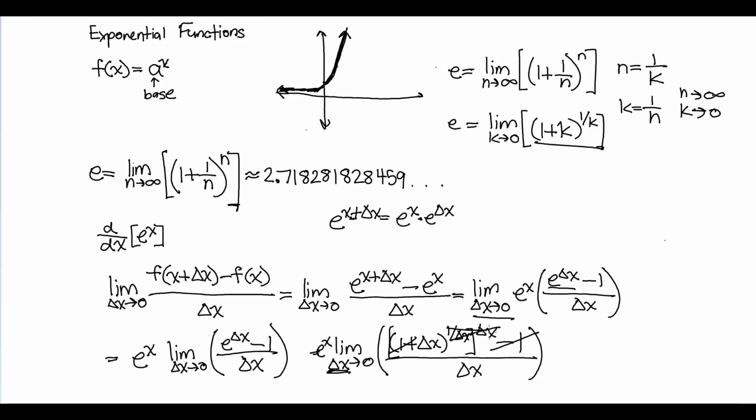The ones cancel out. And now we are left with the limit as delta x approaches 0 of delta x over delta x. That cancels to make 1. So this limit evaluates to e to the x times 1, which equals e to the x. That's strange. Our function was e to the x.